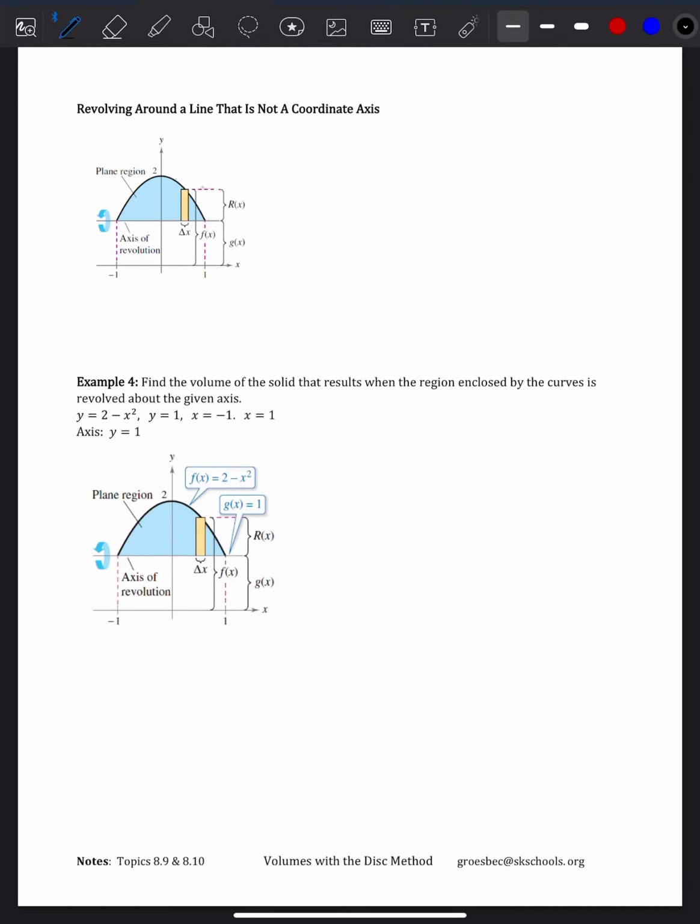The thing about these problems is we don't always revolve around the x or y axis. Sometimes we revolve around lines that are not the axes. So what do we do?